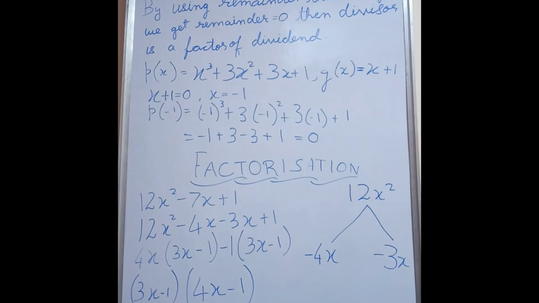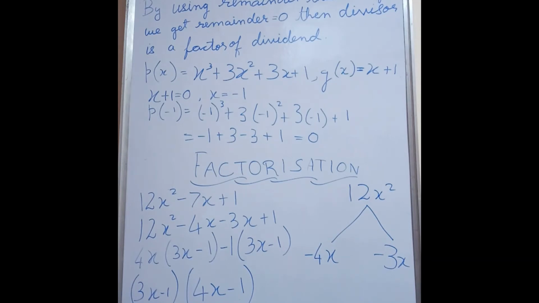So first we'll find the 0 of the divisor. So we got x plus 1 is equal to 0, then x is equal to minus 1. Now we'll substitute the minus 1 for the value of x. So here we got p of minus 1 is equal to minus 1 whole to the power 3 plus 3 into minus 1 whole to the power 2 plus 3 into minus 1 plus 1, which gives us minus 1 plus 3 minus 3 plus 1, which is equal to 0. So this proves that g of x is a factor of p of x.